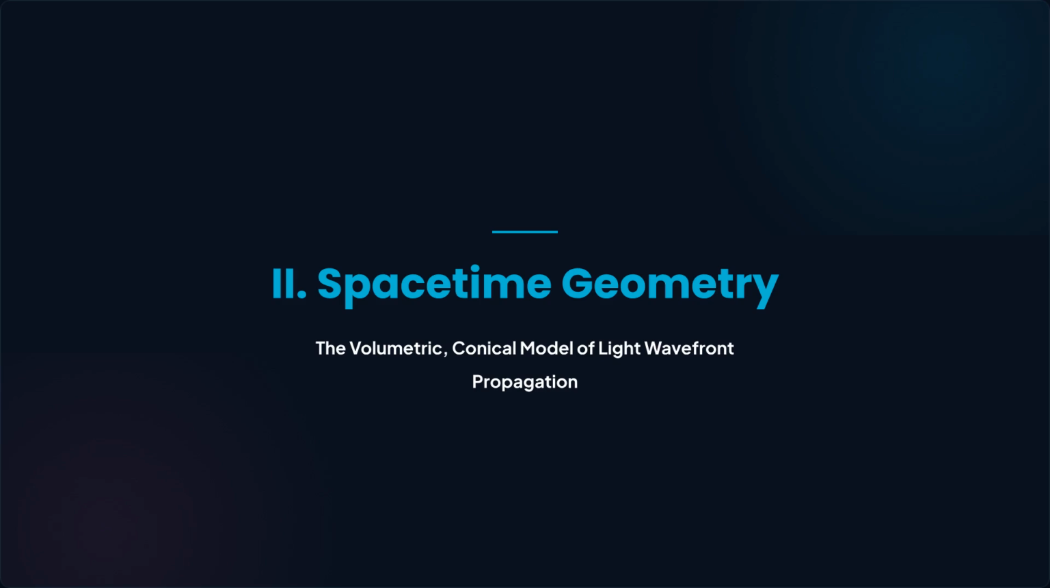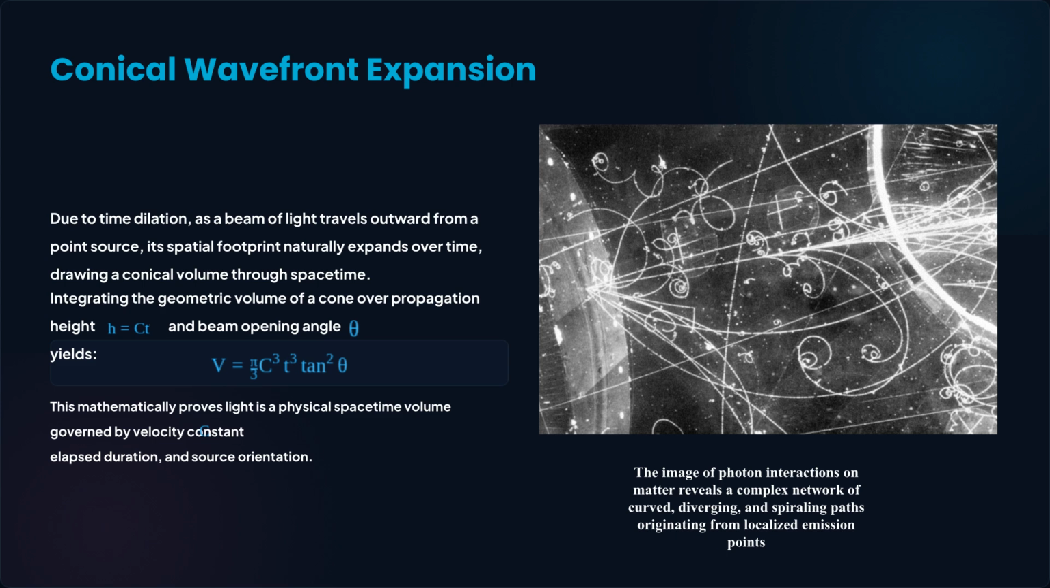This brings us to Part 2, space-time geometry. Having identified the dimensional flaws of the particle model, we must now build a truer geometric description of how light actually propagates through the fabric of space and time. Because of time dilation, as a beam of light travels outward from a point source, its spatial footprint naturally widens as time progresses. This draws a perfect conical volume through the 4 dimensions of spacetime.